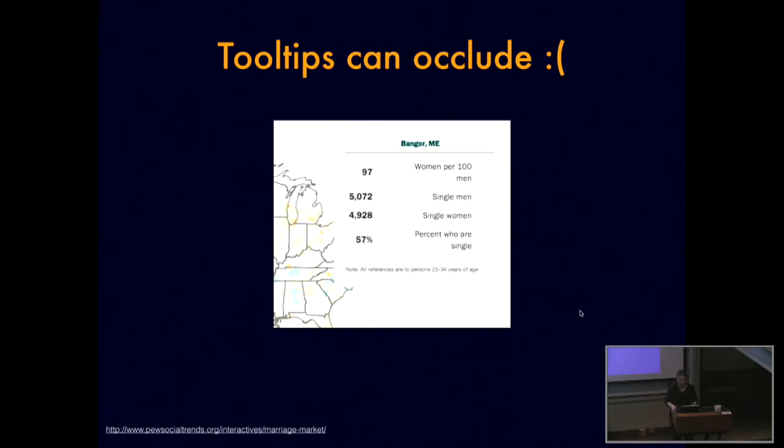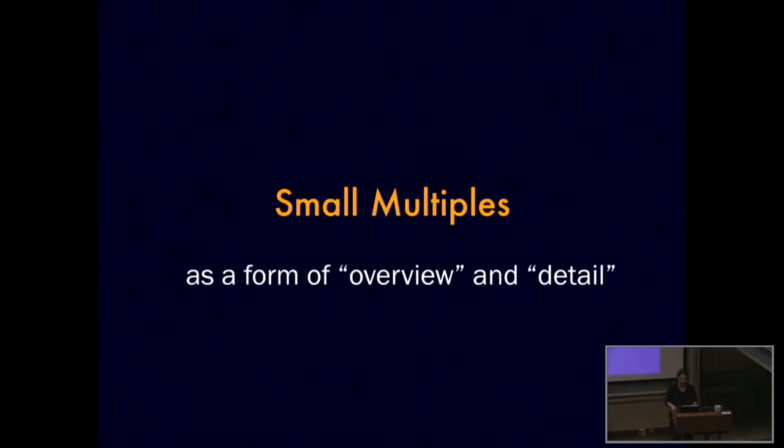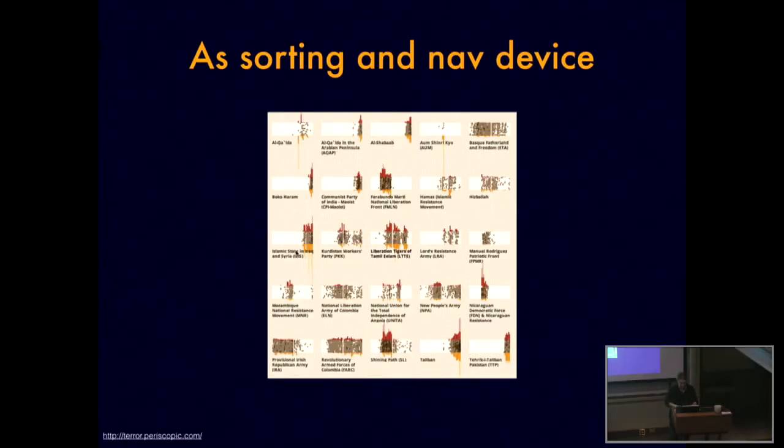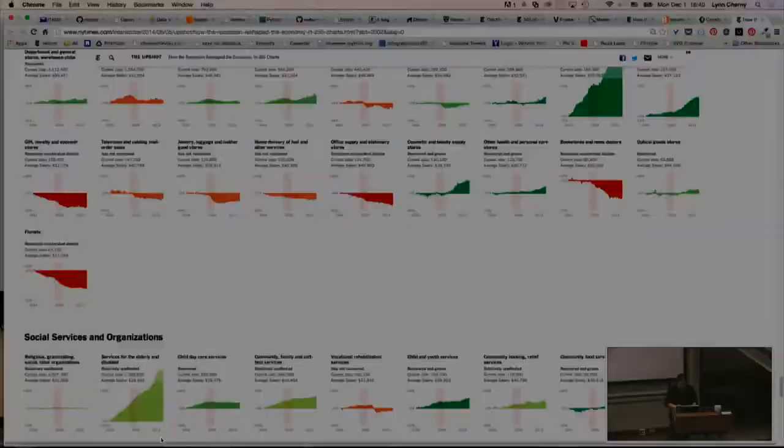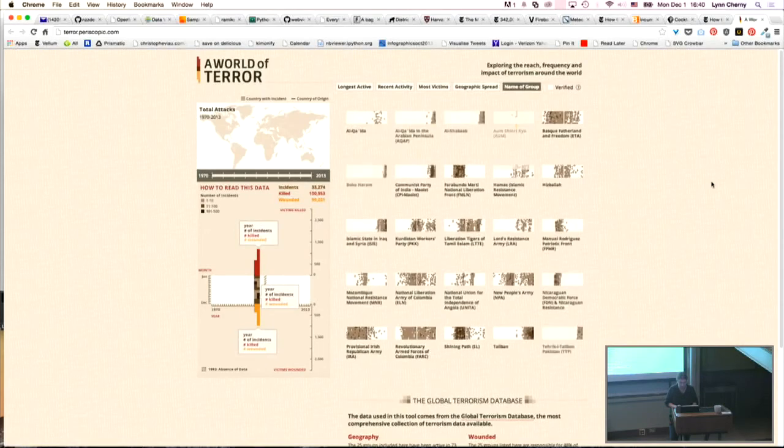Somebody on Twitter actually criticized this. I'm like, oh, there's a good example of bad tooltips. So small multiples. We just talked about small multiples briefly. Here's another cool example from Periscopic, a design agency in Portland. This is the small multiple as the navigation device. So this is something they did, World on Terror. They have these sort of interesting graphics.